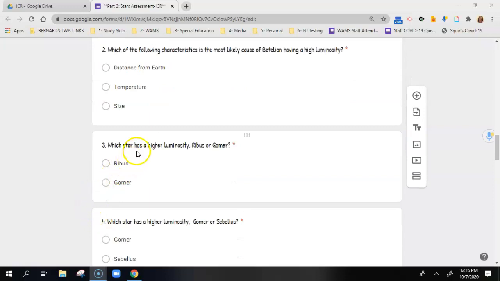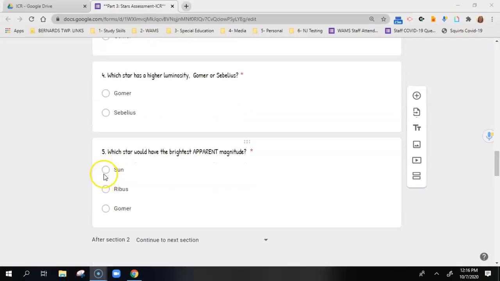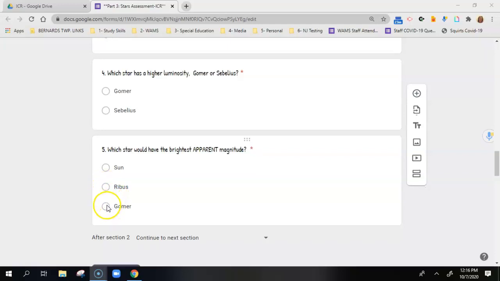Question 3. Which star has a brighter luminosity? A, Ribis, or B, Gomer? Which star has a higher luminosity, Gomer or Cebulus? Question 5. Which star would have the brightest apparent magnitude? A, the Sun, B, Ribis, C, Gomer.